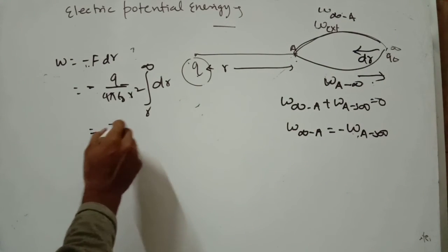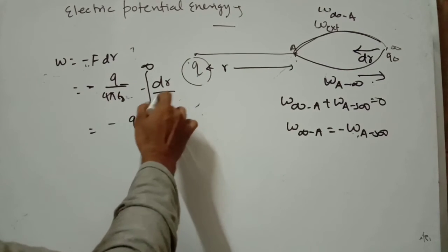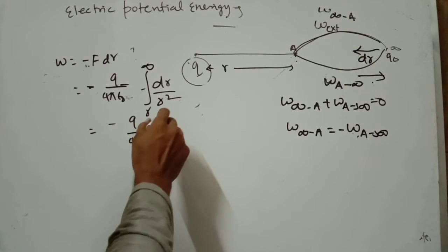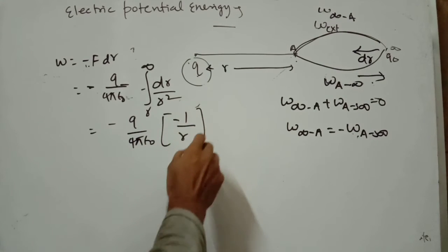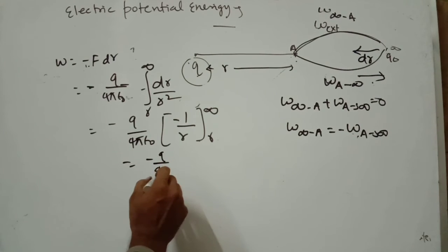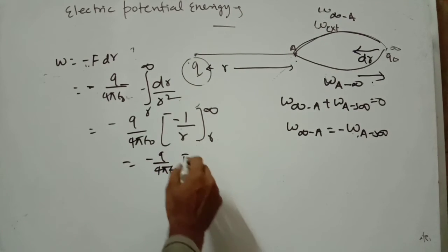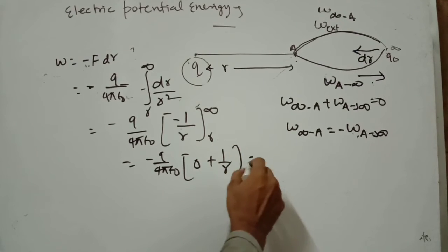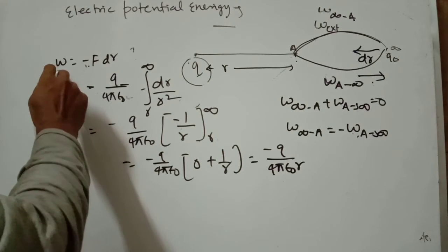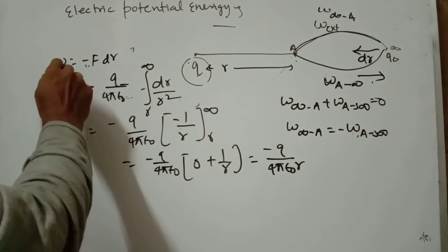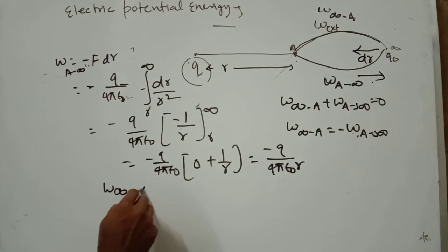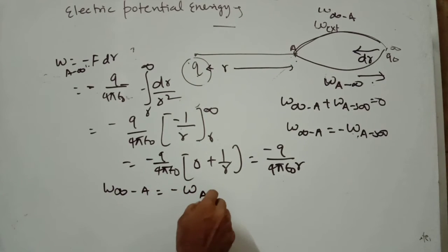Now, the integration of 1 by r square gives minus 1 by r, so you can write from r to infinity. After all, minus Q by 4 pi epsilon naught: at infinity it is 0, and plus 1 by r. So you can write minus Q by 4 pi epsilon naught r. This is the work done from A to infinity. But we want the work done from infinity to A, so we write minus of the work done from A to infinity.